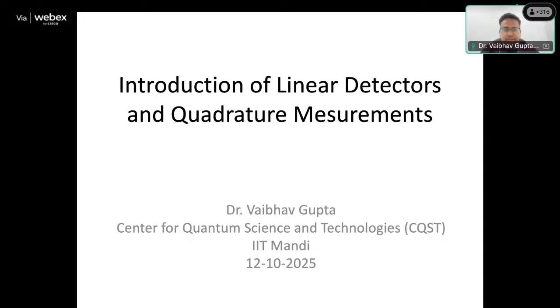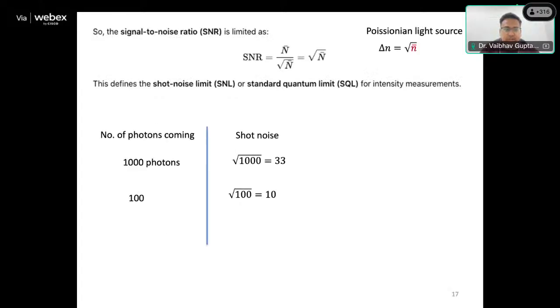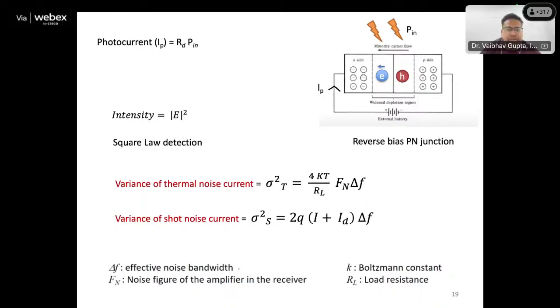So let's begin the lecture about the linear detectors and quadrature. I will carry forward from the previous problem itself. We were discussing the shot noise, and we know that at a very small or low number of photons, the shot noise problem is quite dominant.